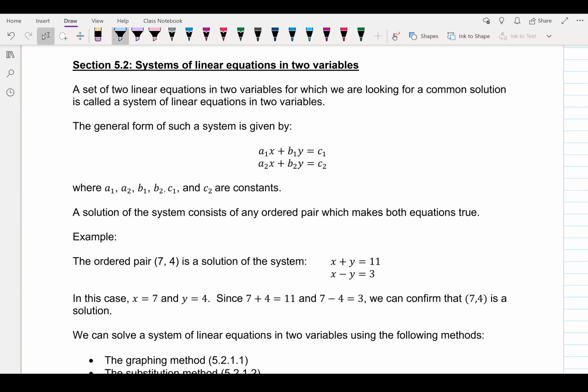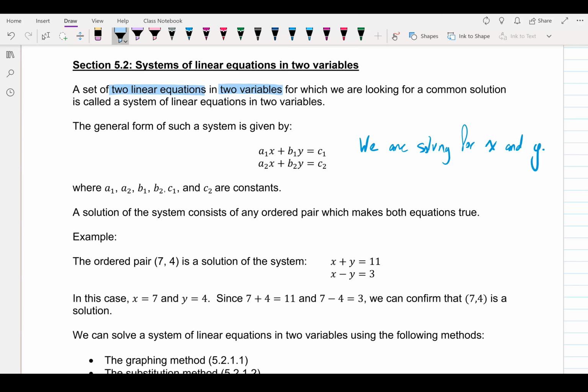A set of two linear equations and two variables for which we're looking for a common solution is called a system of linear equations in two variables. So what that means is we're going to be given something in this form where we have a coefficient and a letter and a coefficient and a letter, and we've got two of these, and we basically want to solve for x and y. So at the end of the day, we are solving for x and y. If you have two equations, two unknowns, you can solve that if there's a solution.